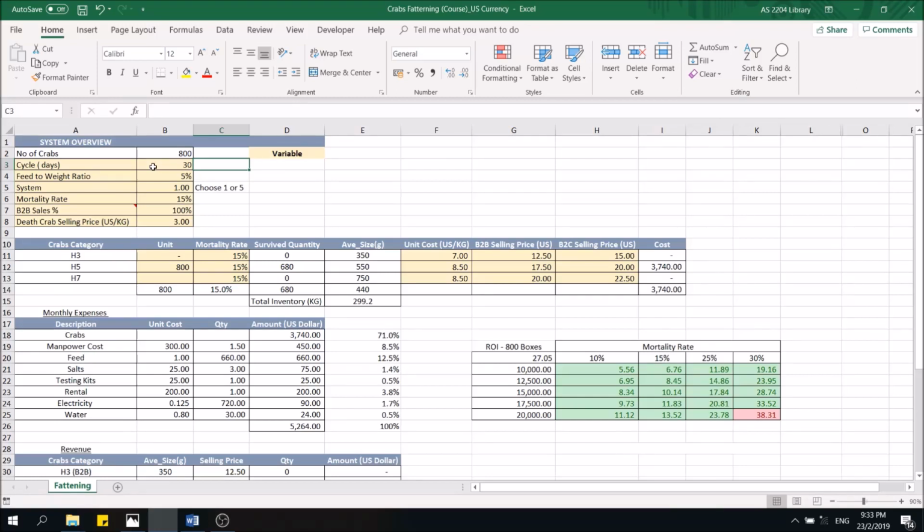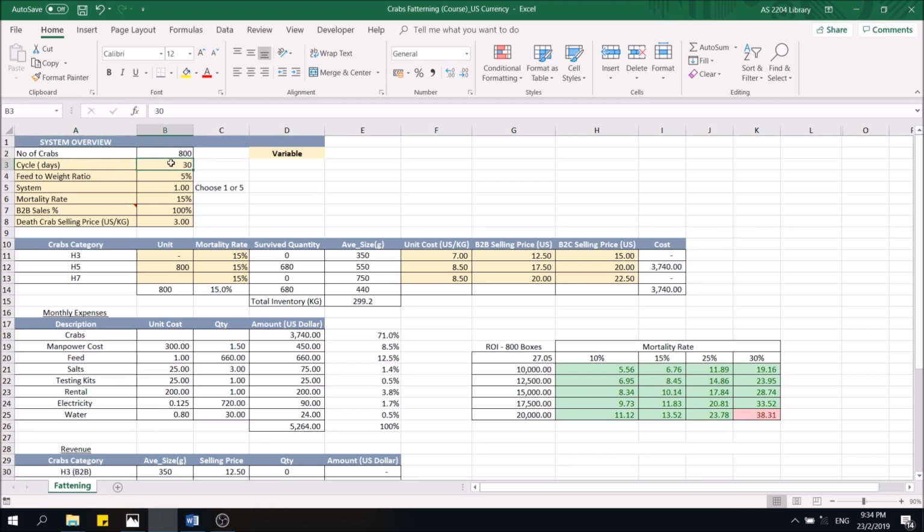Hi everyone, we have shown you the capex and opex of running a vertical crab farm in the previous lecture. Today we're going to show you an interactive spreadsheet. With it, you can find out the returns of investment by inputting a few parameters. First parameter is number of crabs. As you can see, I have input 800. It means with this 1000 box system, I will only raise 800 crabs.